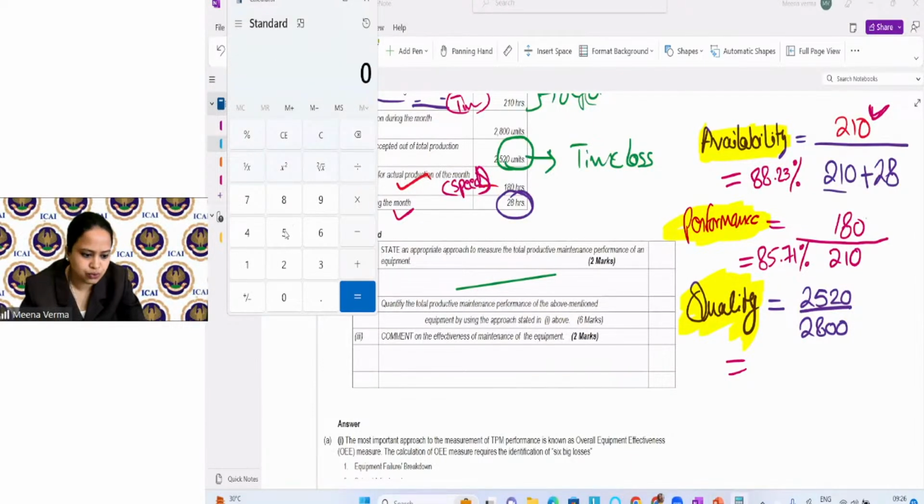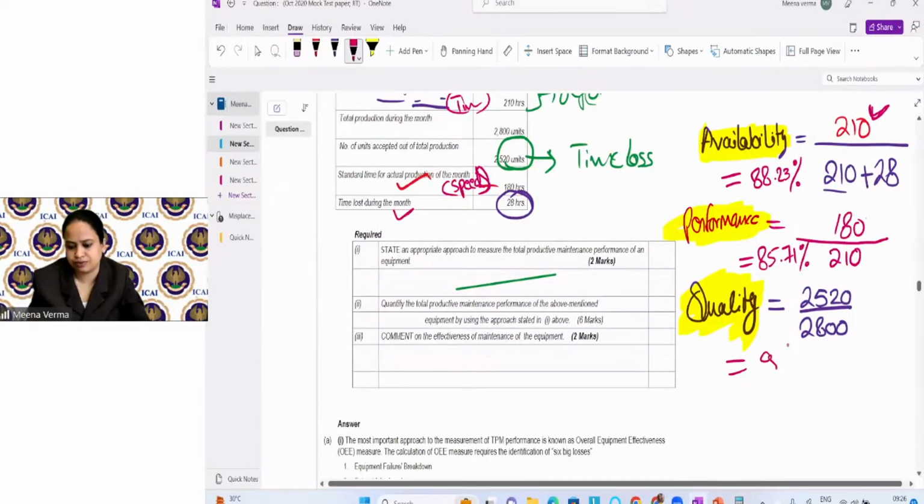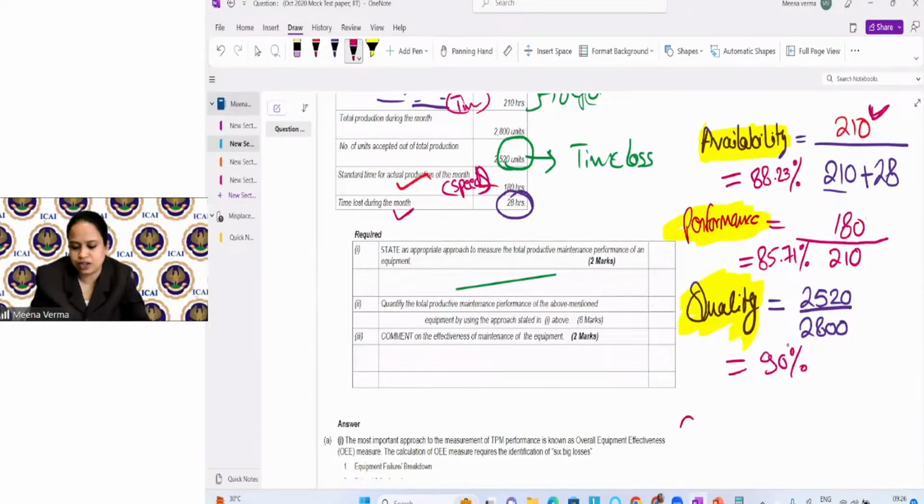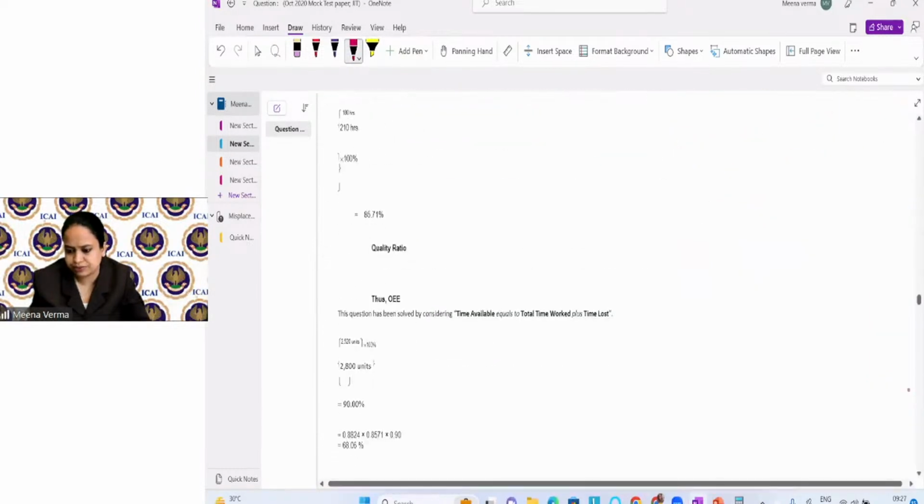Now let's see for the quality, what is it coming? 2520, right? Divide it by 2800. What is it coming? 90%. Now just do one thing. Multiply these three values to get OEE. You have to just multiply them: 88.23% times 85.71% times 90%. Multiply these values.